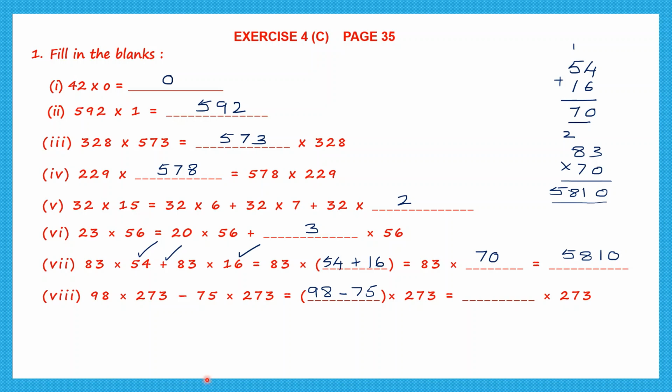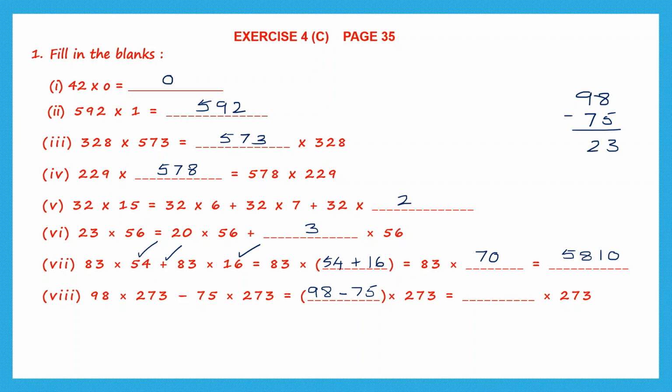This is equal to dash into 273. That means we need to subtract 98 minus 75 and put that answer into the blank here. So let's do that. Let's subtract 98 and 75. 8 minus 5 is 3 and 9 minus 7 is 2. So what do we have here? 23. So this is equal to 23 into 273.